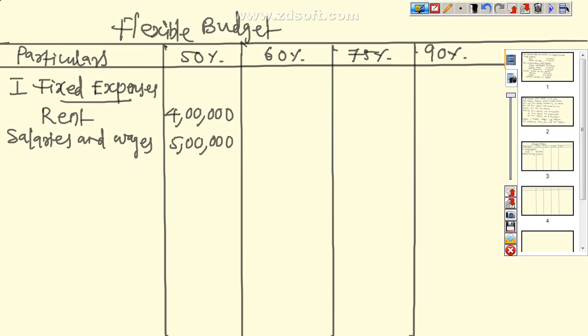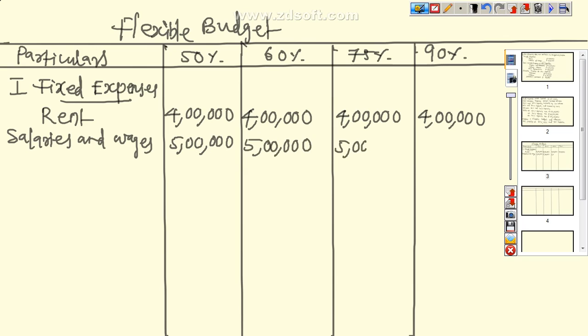Now fixed cost or fixed expenses remain constant whatever may be the level of production, means 50% or 60% or 75% or 90%, we have to pay the same amount of rent. So we write it here 4 lakh. Here also same amount, 4 lakh. Salary again it is fixed, so it remains constant, so we write it here 5 lakh. Here also 5 lakh and here also 5 lakh.